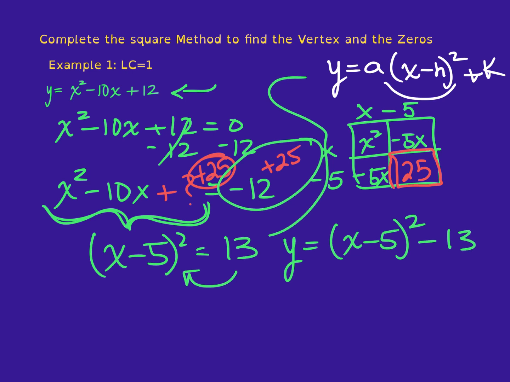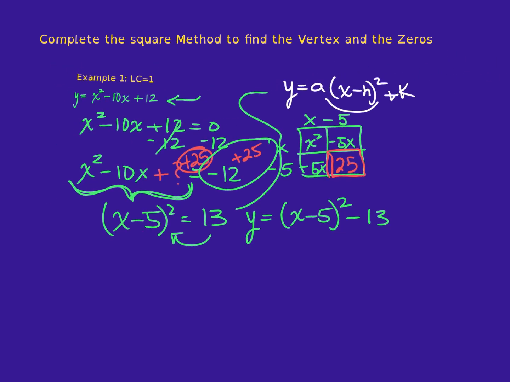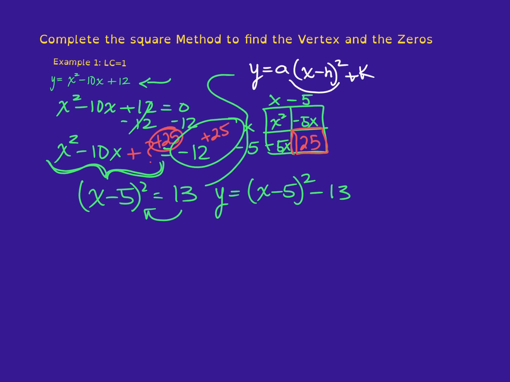Okay, so my equation in vertex form, y equals, I'm just going to bring that a little smaller so I can use the rest of the page. Y equals, I'm going to use a different color. Y equals (x minus 5) squared minus 13.